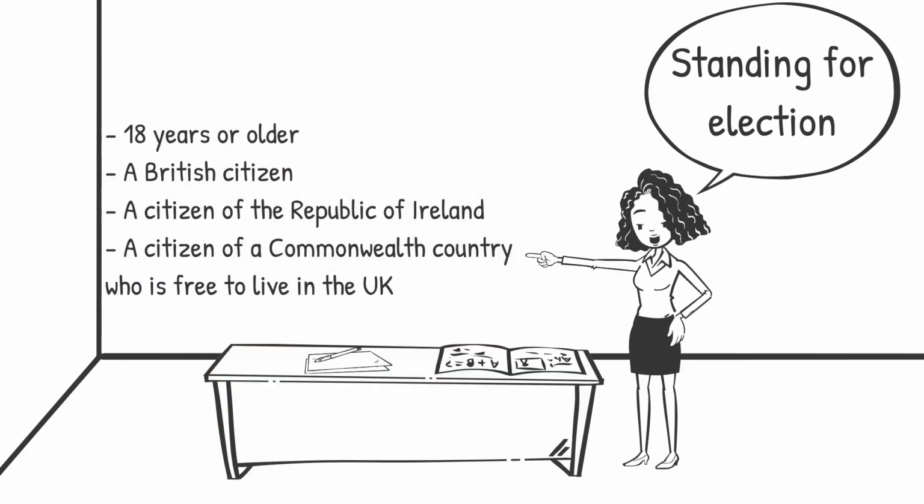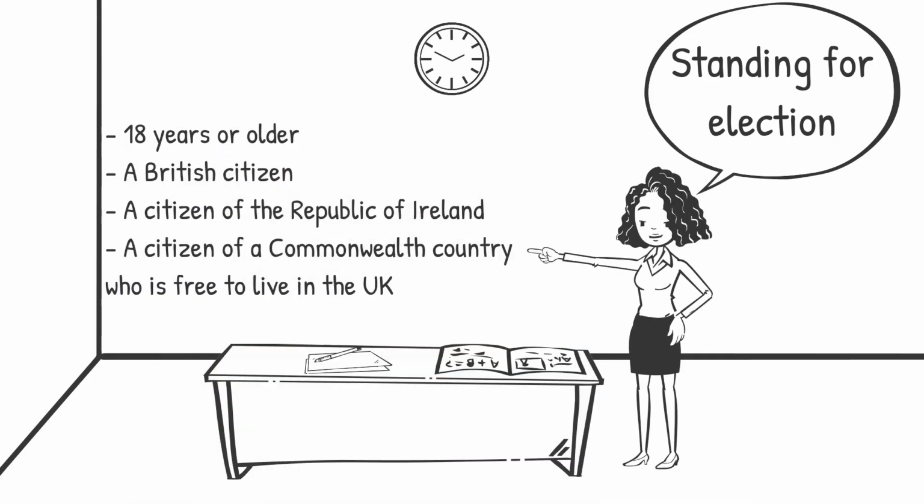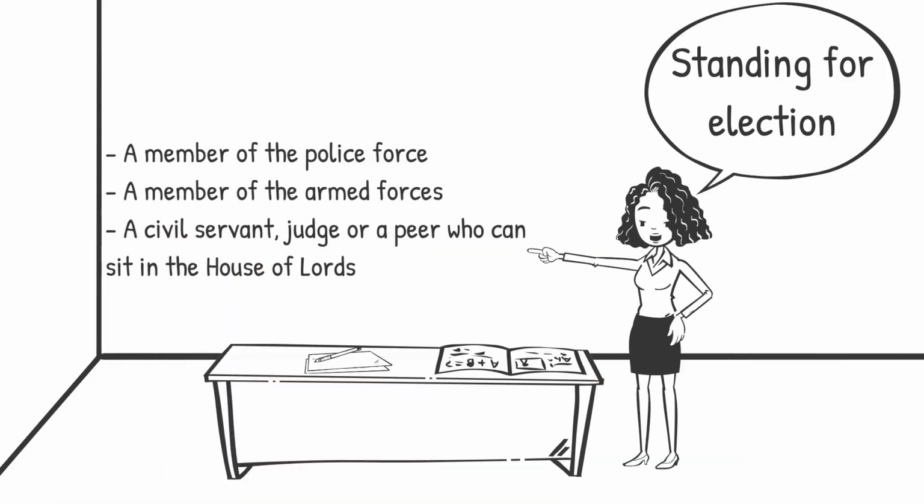Many people first stand for election for their local council. Some then decide to become an MP or a member of European Parliament. They must be over 18, a citizen of Britain, the Republic of Ireland or a Commonwealth country who is free to live in the UK. You cannot stand if you are a member of the police force or the armed forces, or if you are a civil servant, judge or a peer who can sit in the House of Lords.